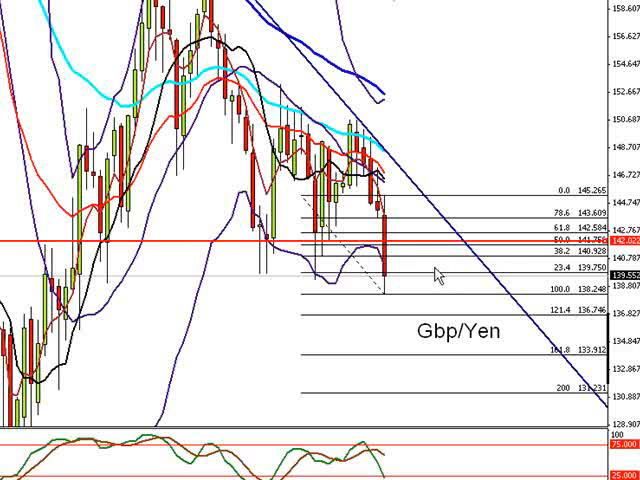Pound yen, not my favorite pair, but here again, multiple reasons. This 142 has been a strong area of support on the weekly.